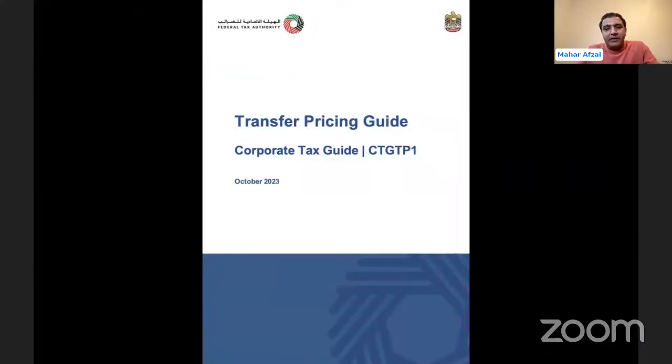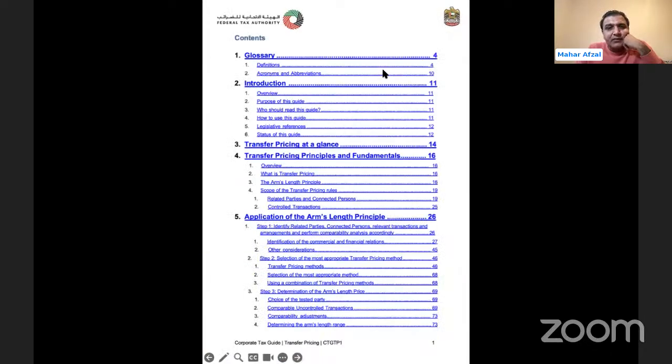Okay, hope everybody can see this. This is a guide which has been published by the FTA, as Ms. Faiza has mentioned, I think in the last week of October. In this guide, if you look at the contents, first of all, a glossary, introduction, then transfer pricing at a glance, application of the arm's length principle that we discussed, five stages of application of the arm's length principle.